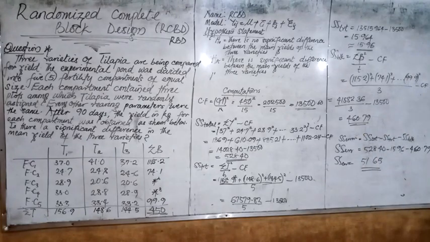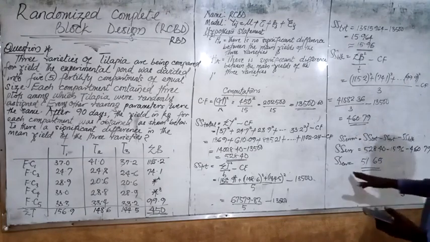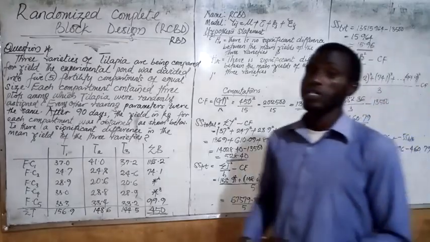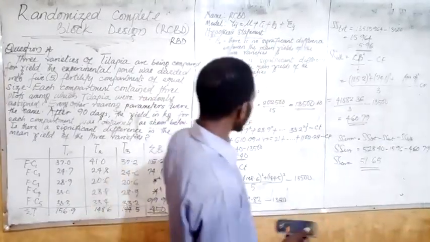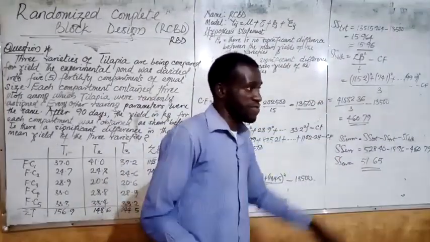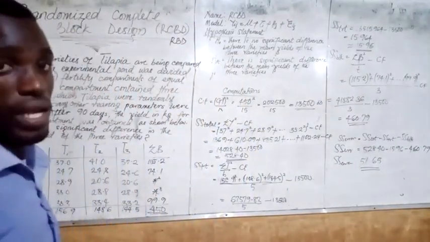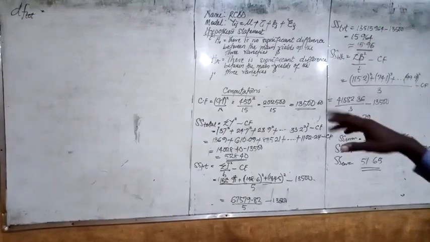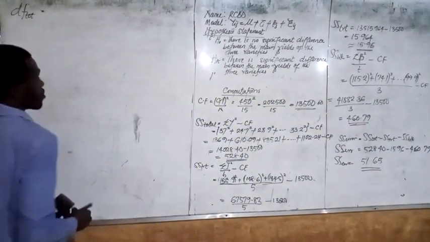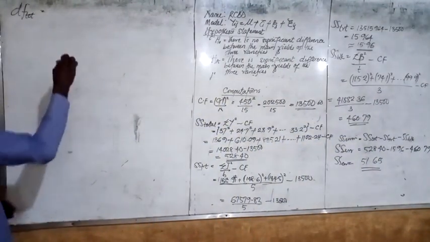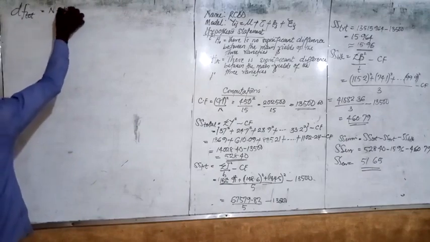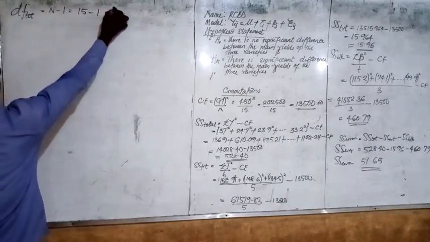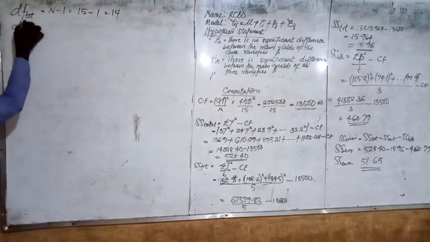Alright? So the next step, since we have gotten to SS error, is to calculate all our DFs. The DF total, the DF treatment, the DF block, and the DF error. So let's do that quickly. The DF total is going to be the total number of observations minus 1. So that is n minus 1, which is 15 minus 1, and that is 14.